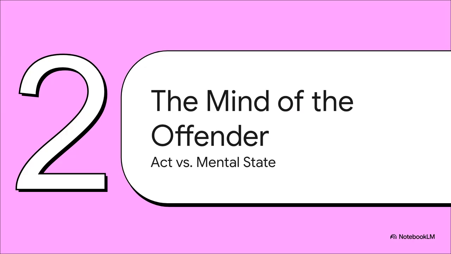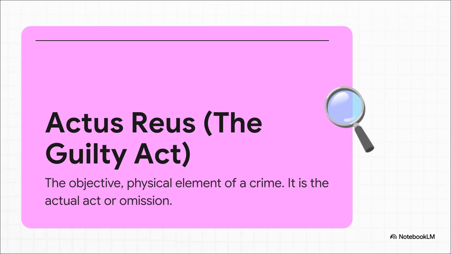And that leads us perfectly into Section 2, the mind of the offender. Now that we get the two basic mindsets, dolo and culpa, let's dig into the official legal terms for the physical act versus the mental state. This is all about separating the blueprint from the actual foundation. So first up, we've got actus reus. It's Latin for the guilty act. This is the objective, physical part of the crime.